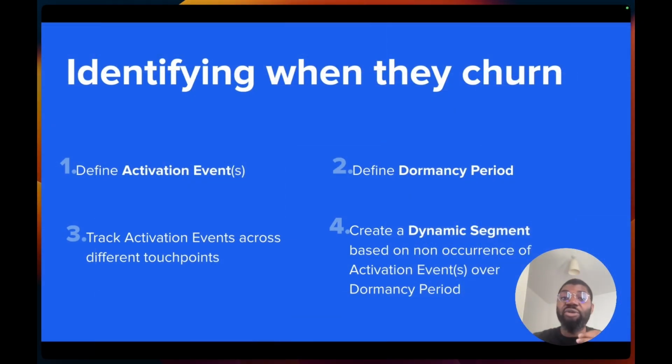So in summary, to identify when users churn, you need to know when they are active. To know when they are active, you need to define what is called an activation event or activation events. You need to define a dormancy period. You need to track the activation event across the different touch points, and you need to then create a dynamic segment based on the non-occurrence of the activation event over the dormancy period.